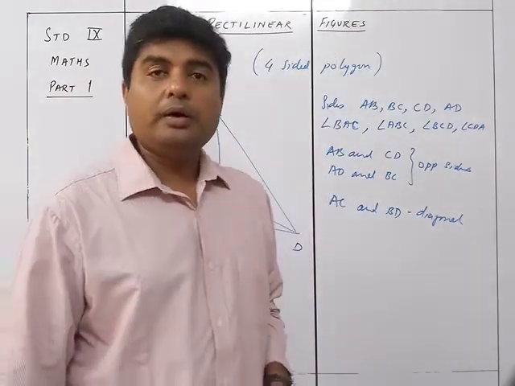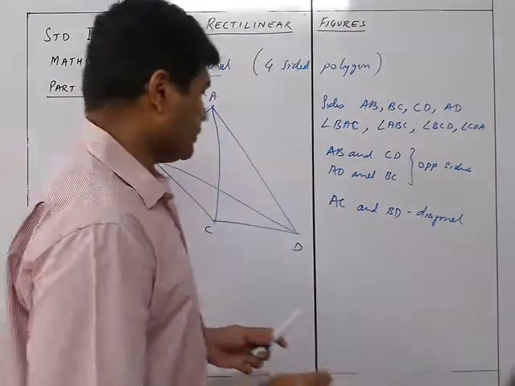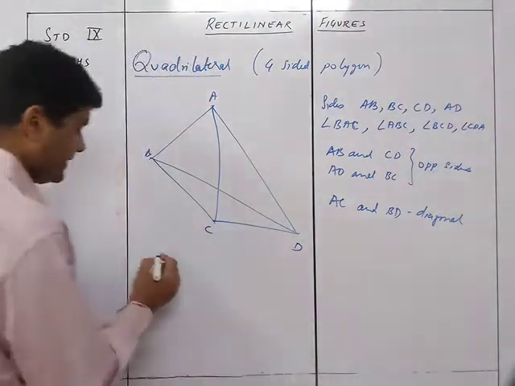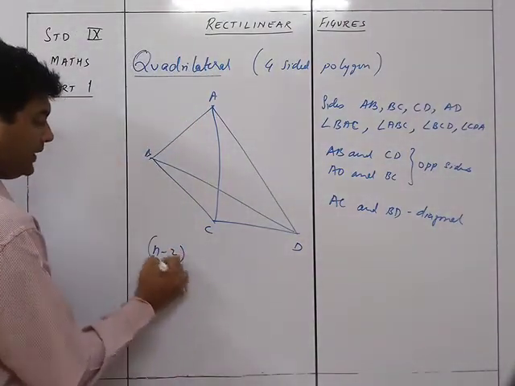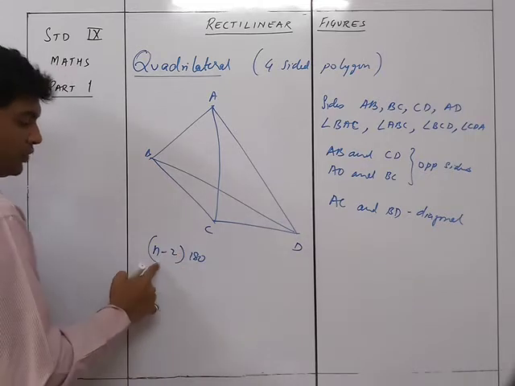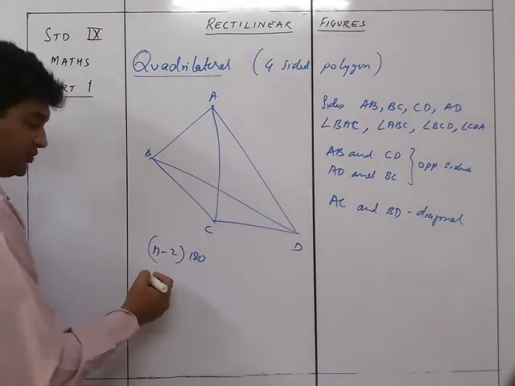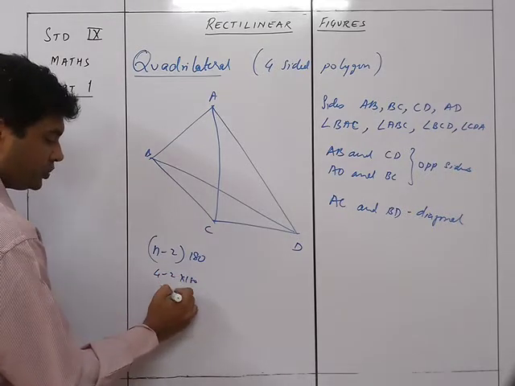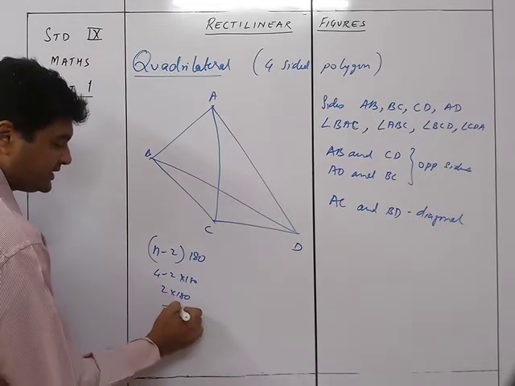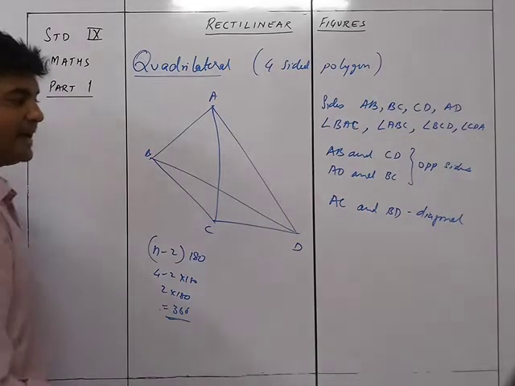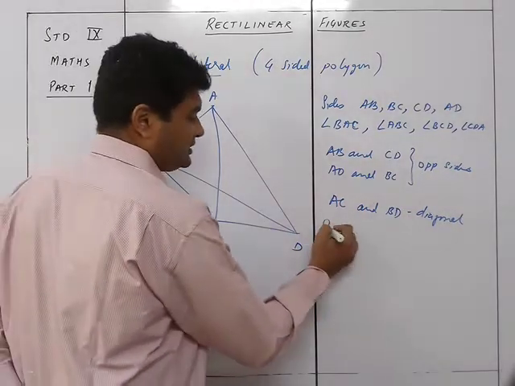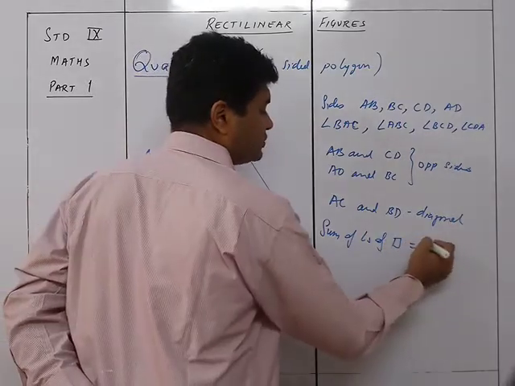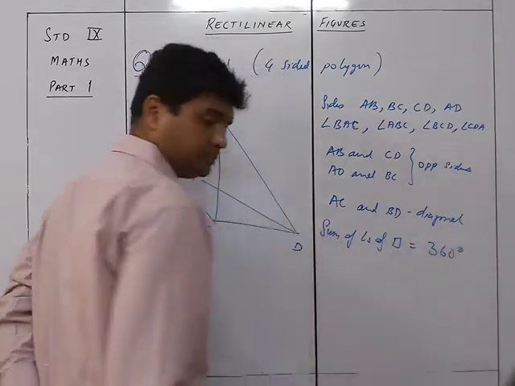Now, in a quadrilateral, as I told you, what was the formula for finding the interior angles? It was given as (n minus 2) into 180. Here n is 4, the number of sides. So 4 minus 2 is 2, into 180, which is equal to 360 degrees. So the first thing is that the sum of angles of a quadrilateral is equal to 360 degrees.